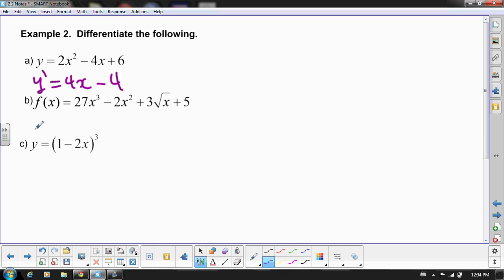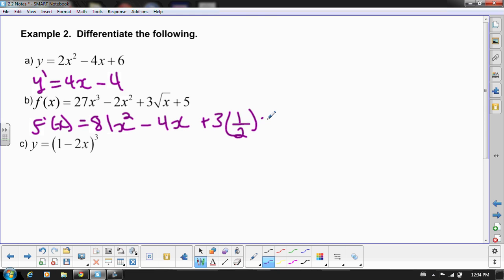Now the next one, f prime of x. I'm following the notation that's kind of started. The 3 comes down in front, so 3 multiplied by 27 is 81 x to the power of 2. Then we're going to have minus 2 multiplied by 2 is 4x. This is going to be plus 3 multiplied by 1 over 2, and it's x to the negative 1/2.